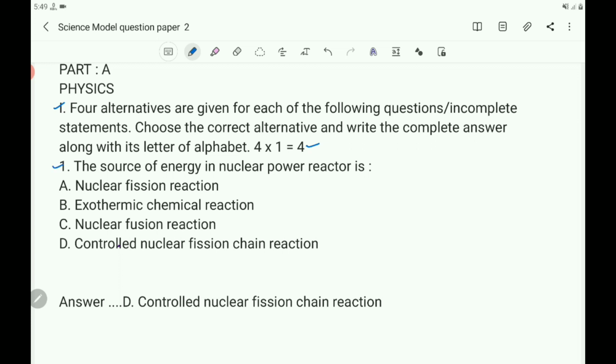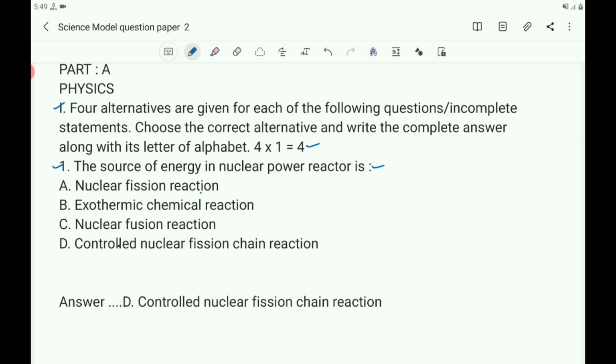The source of energy in nuclear power reactor is. What is that question? The source of energy in nuclear power reactor. Here the 4 options are A. Nuclear fission reaction, B. Exothermic chemical reaction, C. Nuclear fusion reaction, and D. Controlled nuclear fission chain reaction.